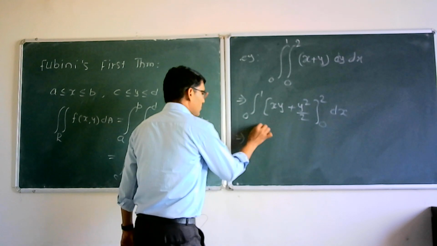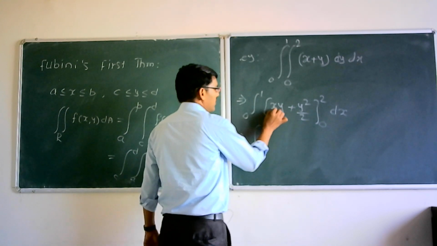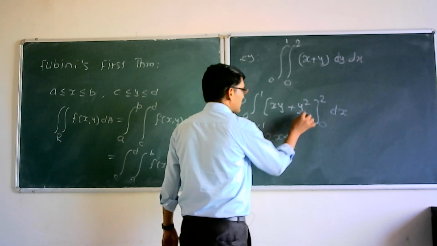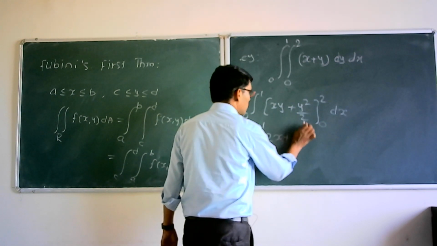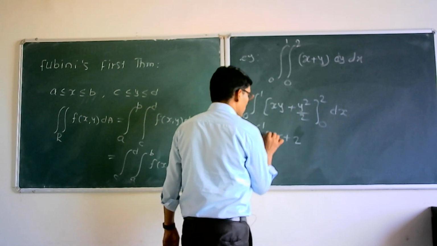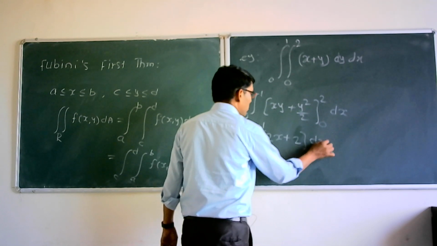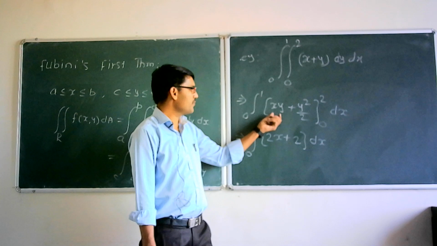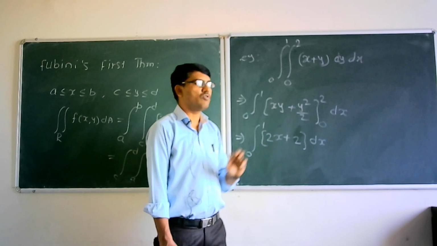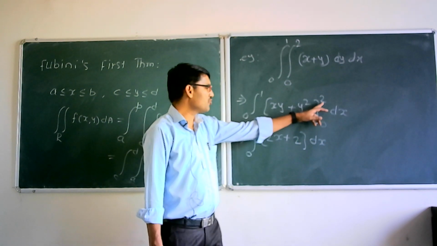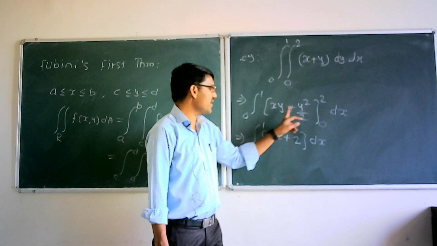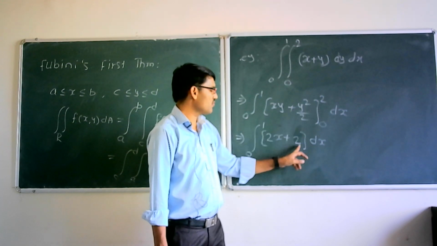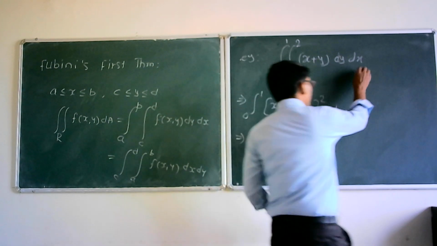Okay, this is same as 0 to 1. If you put y is equal to 2 here, twice x plus 4 square by 2 square by 2, it is 2, and integration is dx. If you put the lower limit y equal to 0, lower limit will be 0. So only we have to put the upper limit. Upper limit is y is 2, so it is twice x plus 2 twice square is 4 by 2, it is 2. Now we want to integrate with respect to x.